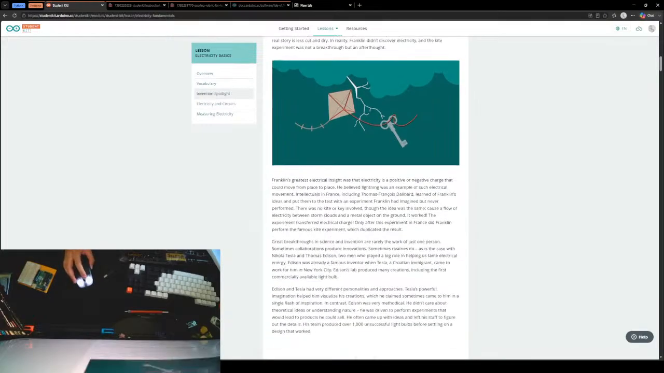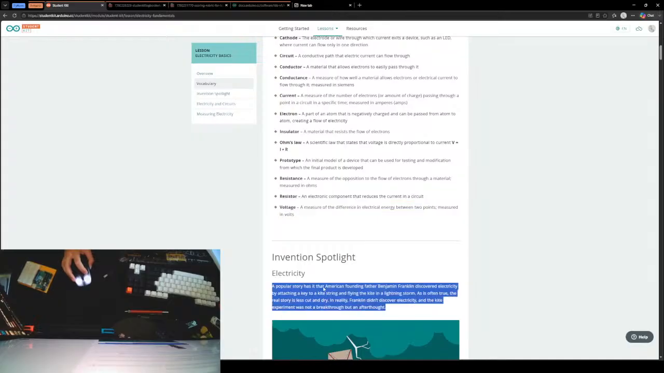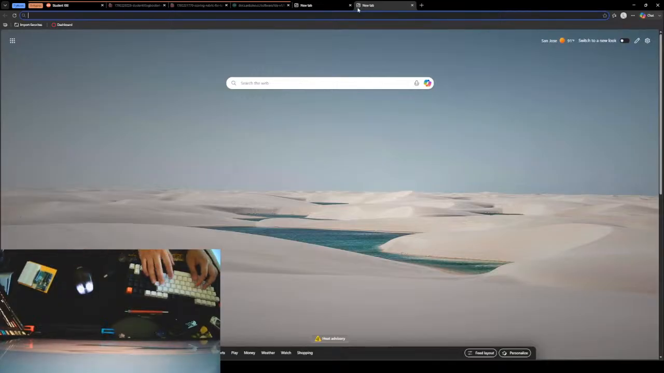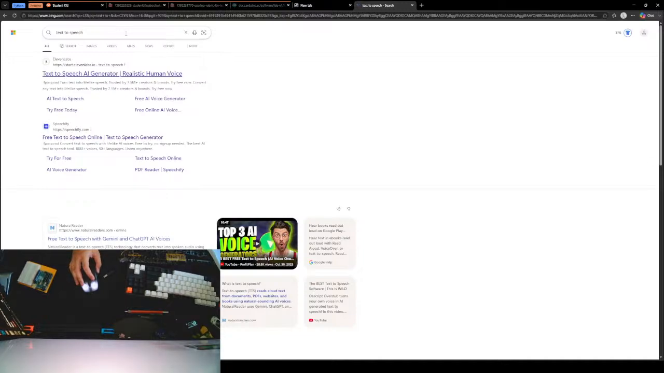I don't really like their spotlights. Their spotlights are like, I want it to be red. Is there a text to speech?